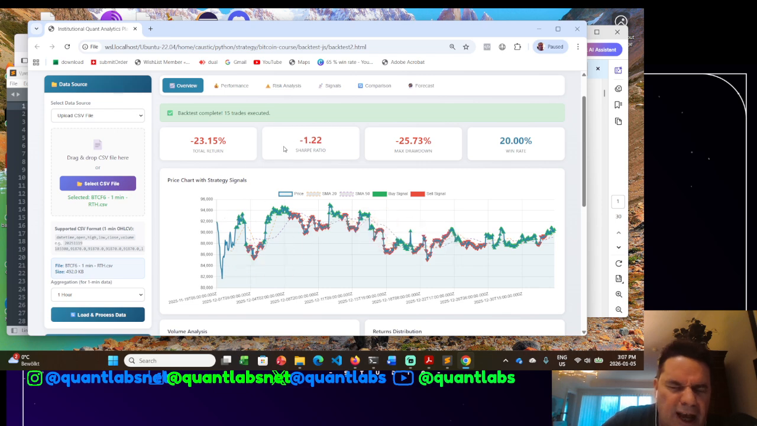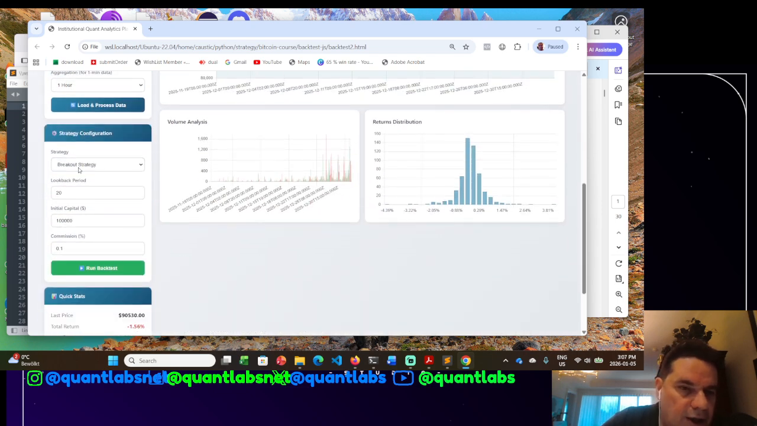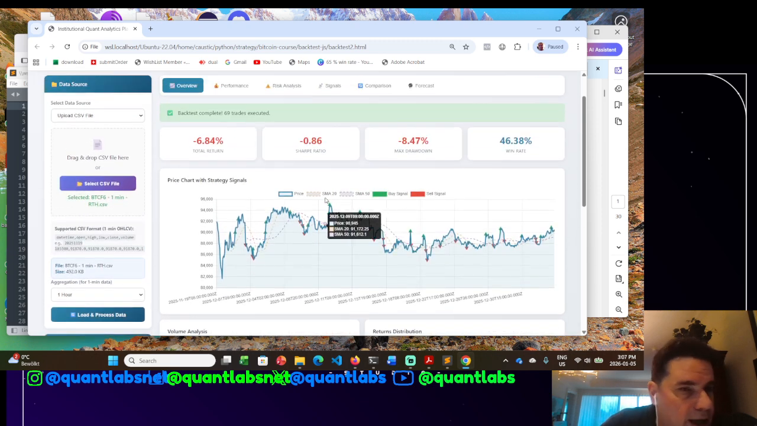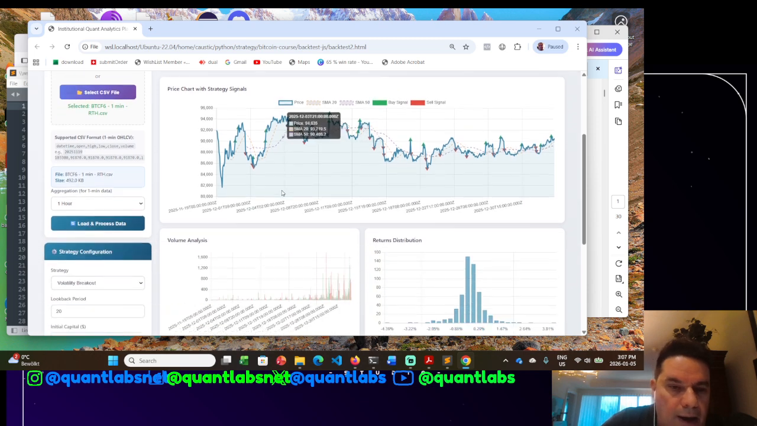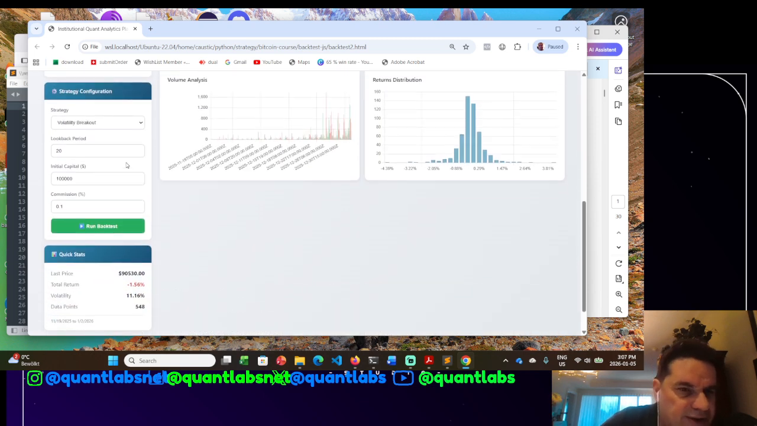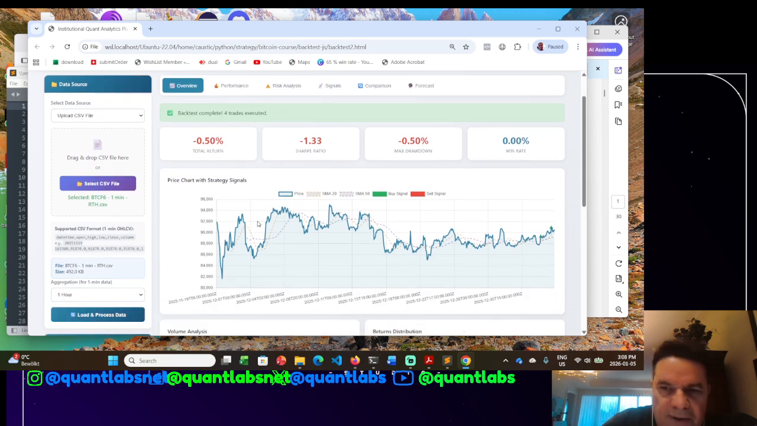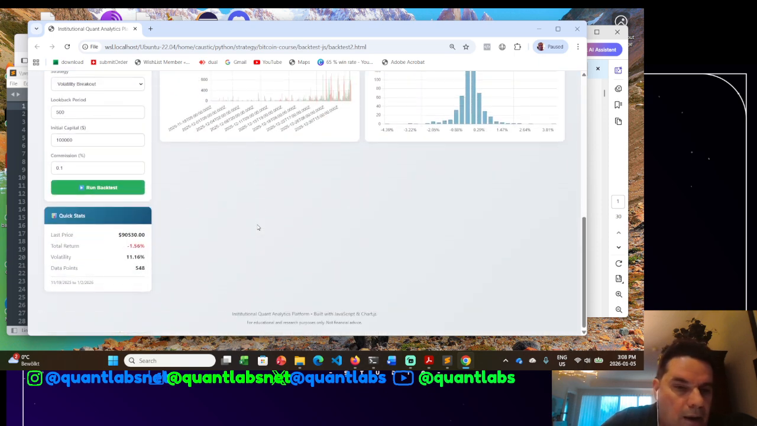Yeah, it's negative. Let's try another one. Volatility breakout. Okay. So you can always generate on how you generate the code. Yeah, so there's no performance in this at all. But if I look back, I don't know, 500, let's see if that changes anything. Yeah, a little better, but still not that great.